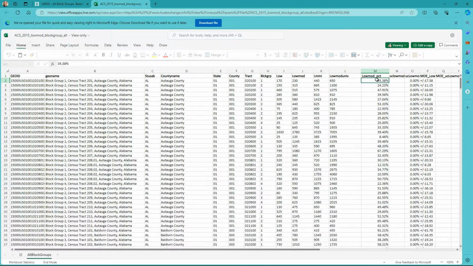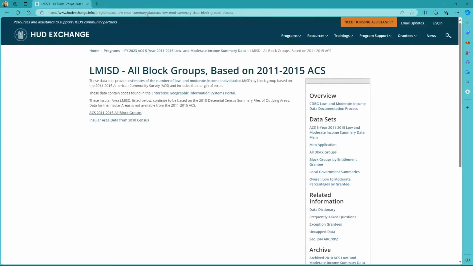In the first block group shown, you can see that the population is 650, LMI is 230, and the resulting percentage is 35.38%. You may not know exactly what census tract and block groups you're looking for, so we'll go back to the original page from the link and select map instead.